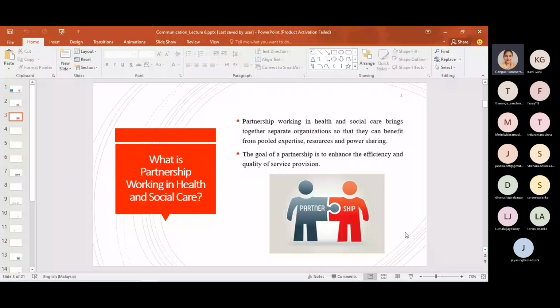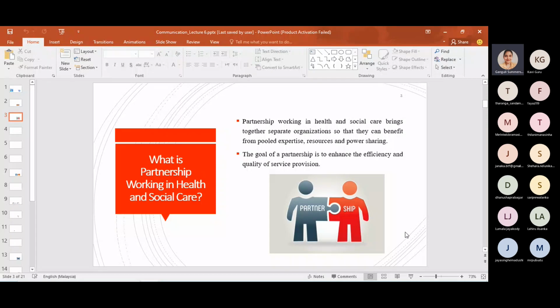Again, for example, let's assume that there is a certain health and social care related organization which has lots of expertise, lots of experts in the organization, and they have resources as well, but they don't have much power in the society.